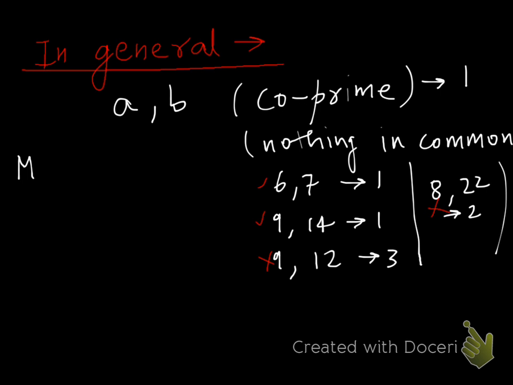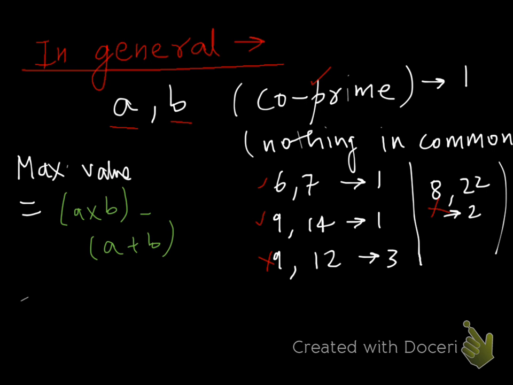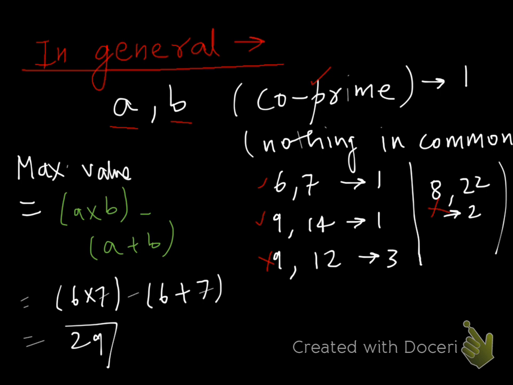Alright, so the formula: the maximum value which we cannot form using these two coins, values A and B, which are co-prime, is A multiplied by B minus A plus B. A into B minus (A plus B). In our case, let's go back to values of 6 and 7. 6 into 7 is 42, minus 6 plus 7 is 13. 42 minus 13 is 29. So we see from this formula as well that 29 is the highest value which we cannot form.